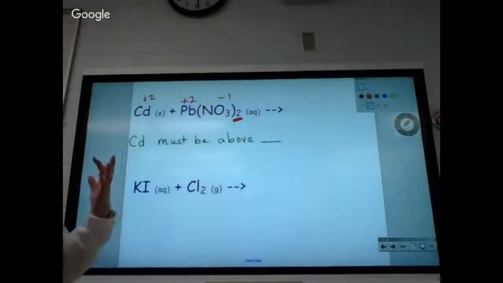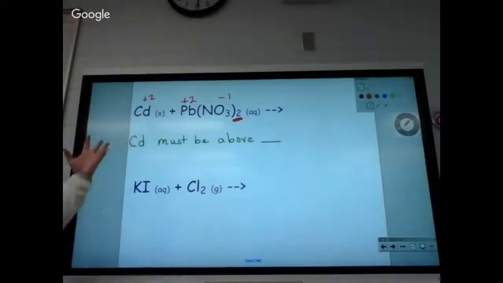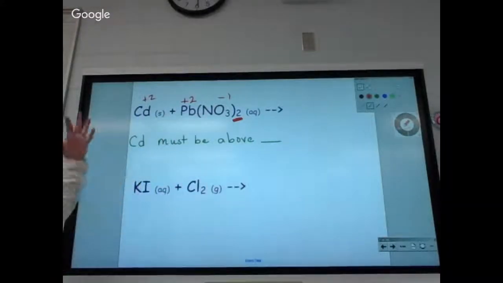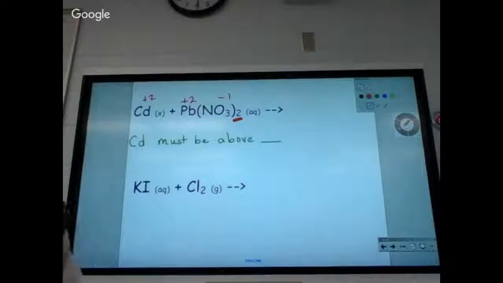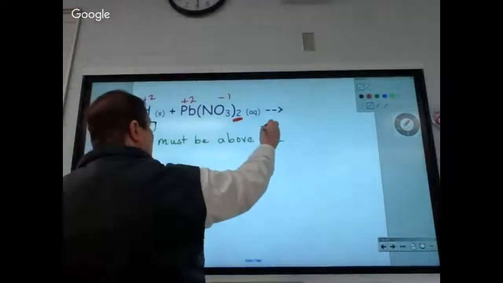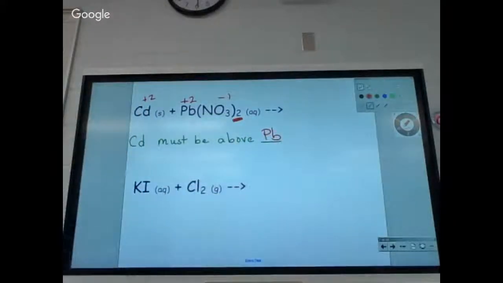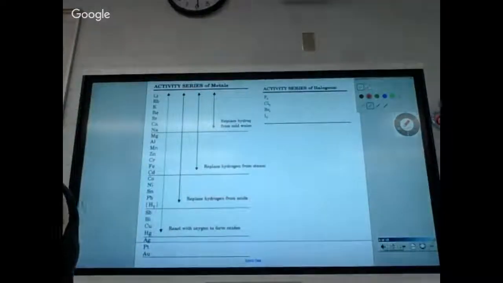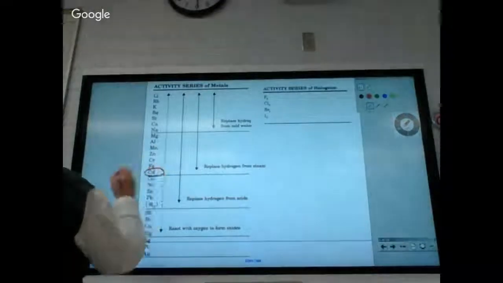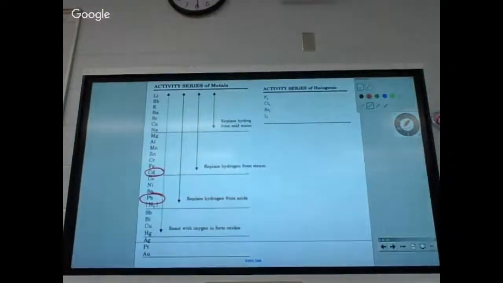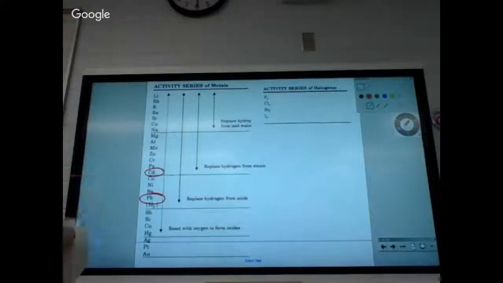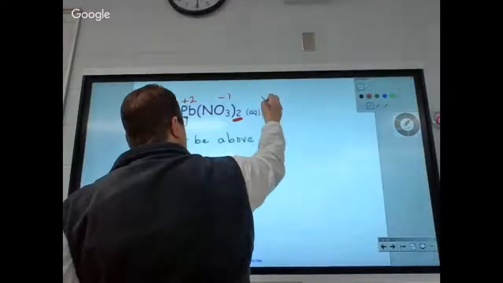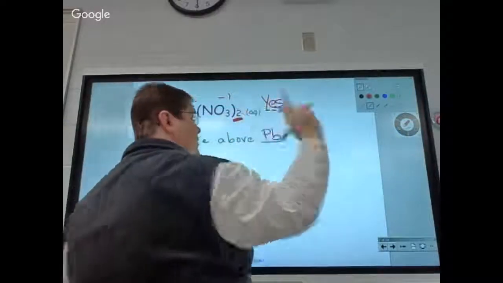Cd and Pb. So the rule is the one that's alone has to be above the one that's being displaced. So who is Cd displacing? Pb. So Cd has to be above Pb. Okay, so if we flip back to the chart, Cd is here, Pb is here. Is Cd above Pb? Yes. So if you say yes, then you go ahead and displace.